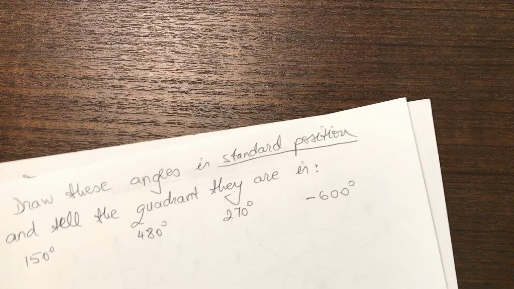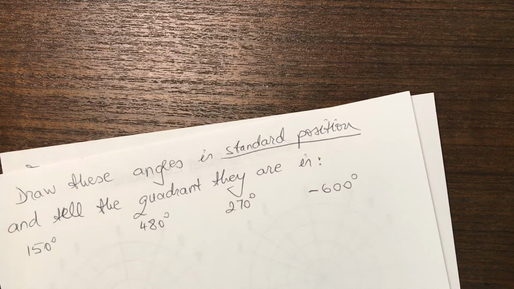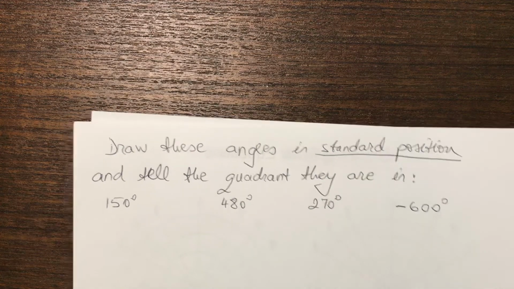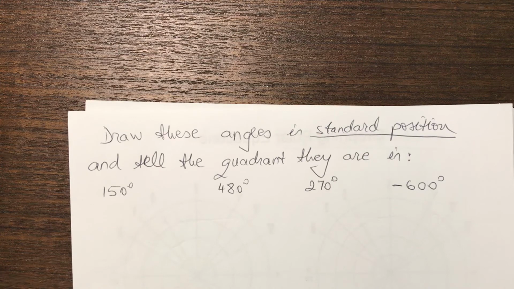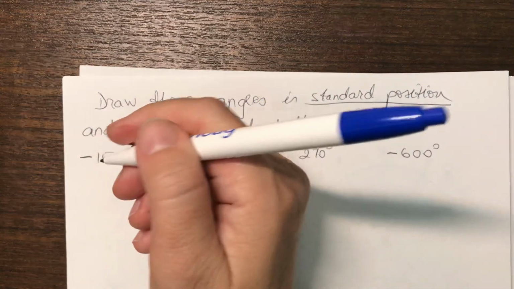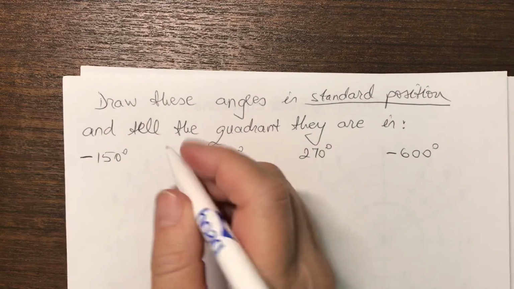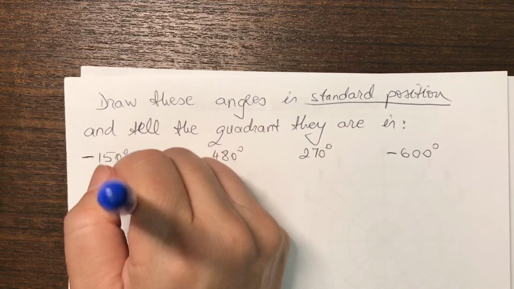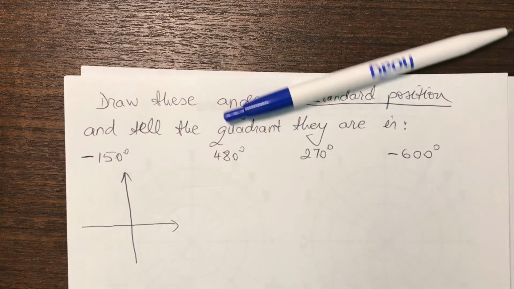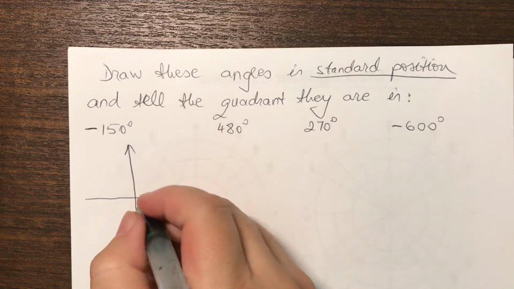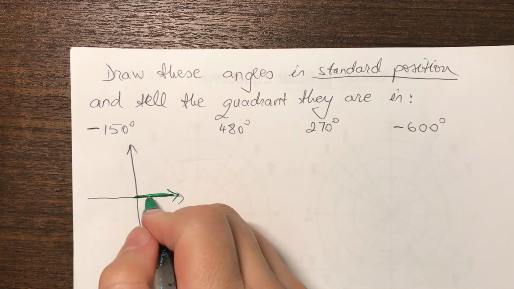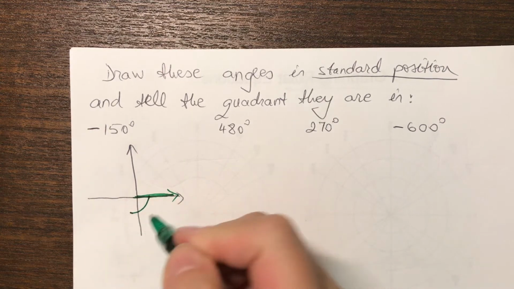What I want to do is go over and practice all this. So I want you to draw these angles in standard position and tell what quadrant they're in. So let's start with -150. All I simply have to do is draw this angle. So you have to do this nicely, properly. Draw me the initial side. And because I'm going in a negative direction, I have to start this way.